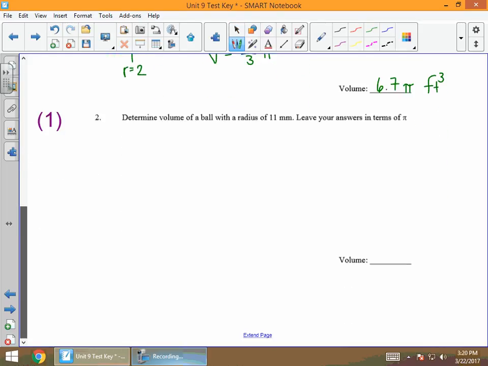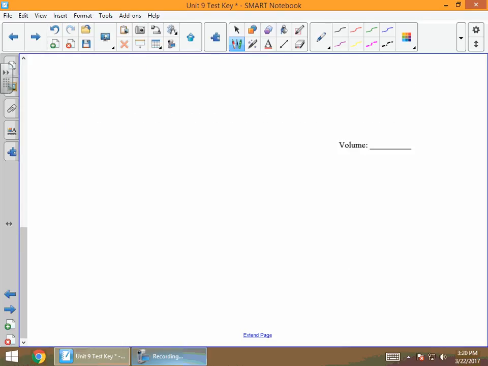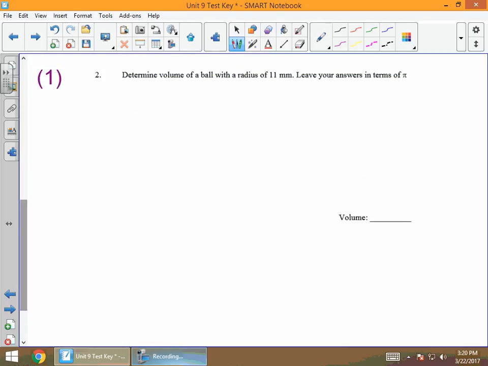All right, now finally to question 2. Question 2 says determine the volume of a ball. So a ball is a sphere. Volume is 4/3 pi r cubed. That's the volume for a sphere. It tells us it has a radius of 11. So the volume is 4/3 pi times 11 cubed.